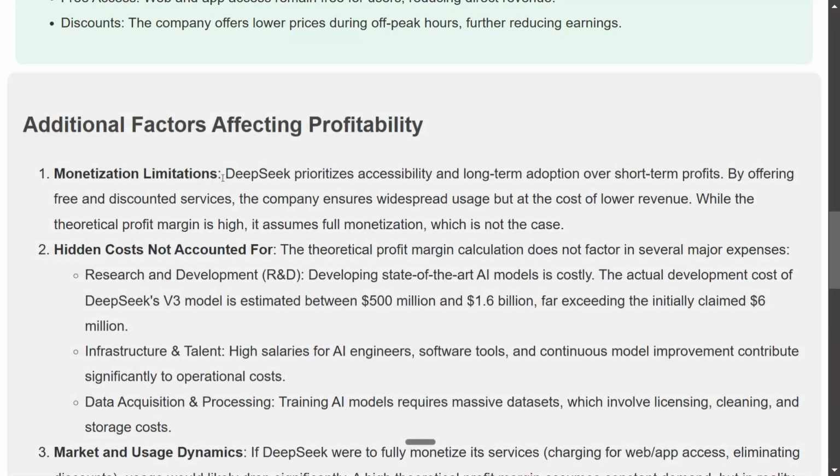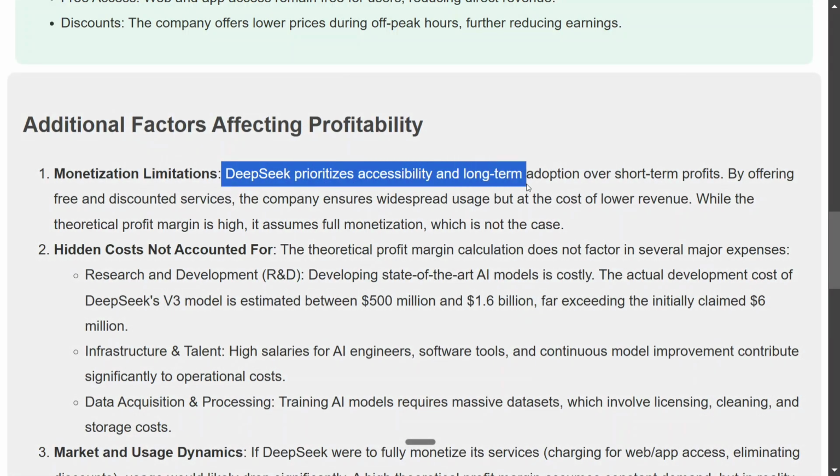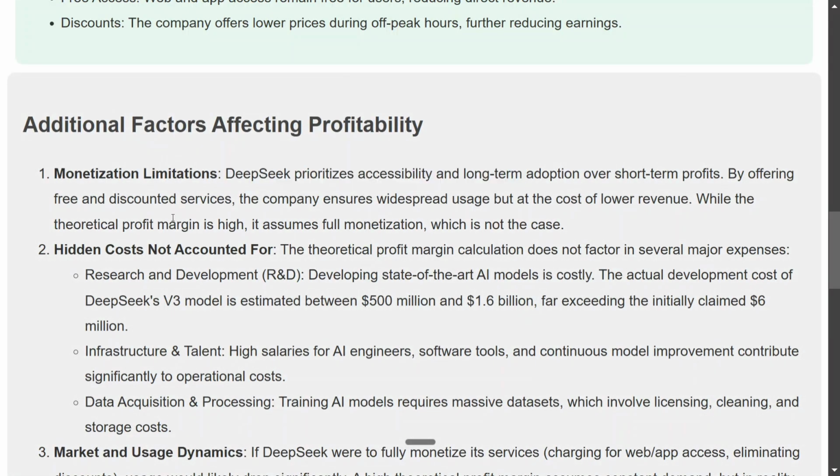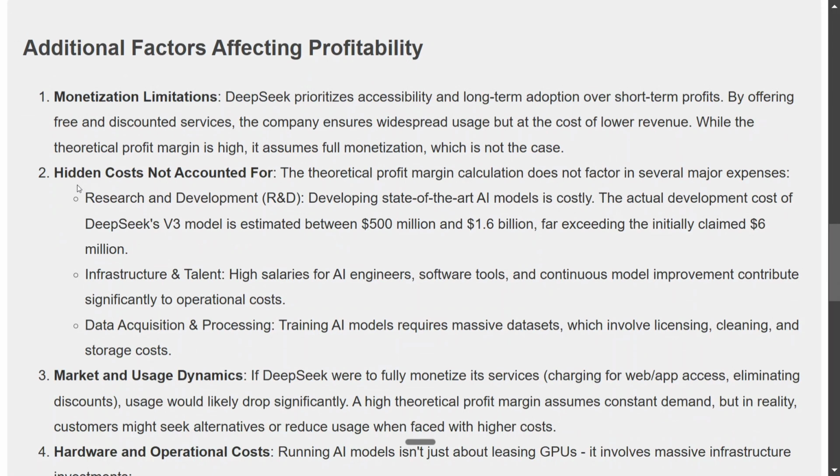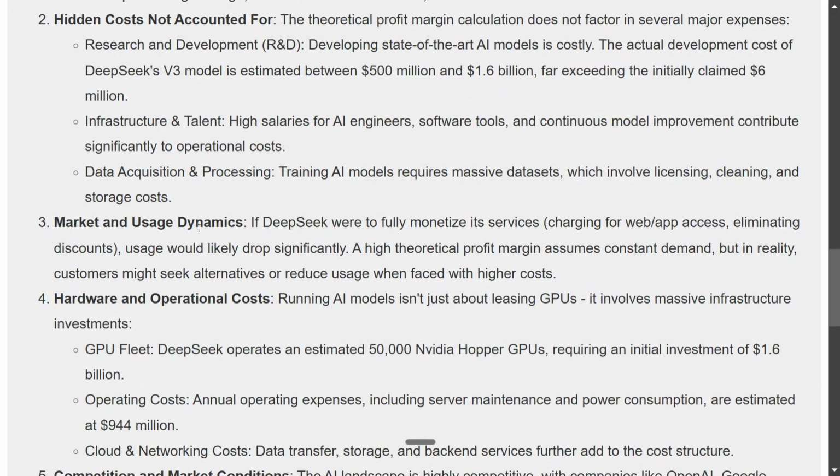Monetization limitation: DeepSeek prioritizes accessibility and long-term adoption, right? So they often provide free and discounted services. Hidden costs are not accounted for. R&D, how are they paying their employees? That is also a cost. Infrastructure and talent, they have mentioned. Data acquisition and processing also require some cost. Market and usage dynamics: if DeepSeek were to fully monetize services, usage would likely drop significantly, because right now they're assuming that everyone would still be using it. If 100 people are using it right now, and they change the policy, it's not the case that 100 people will still be using it. That's not how it works.